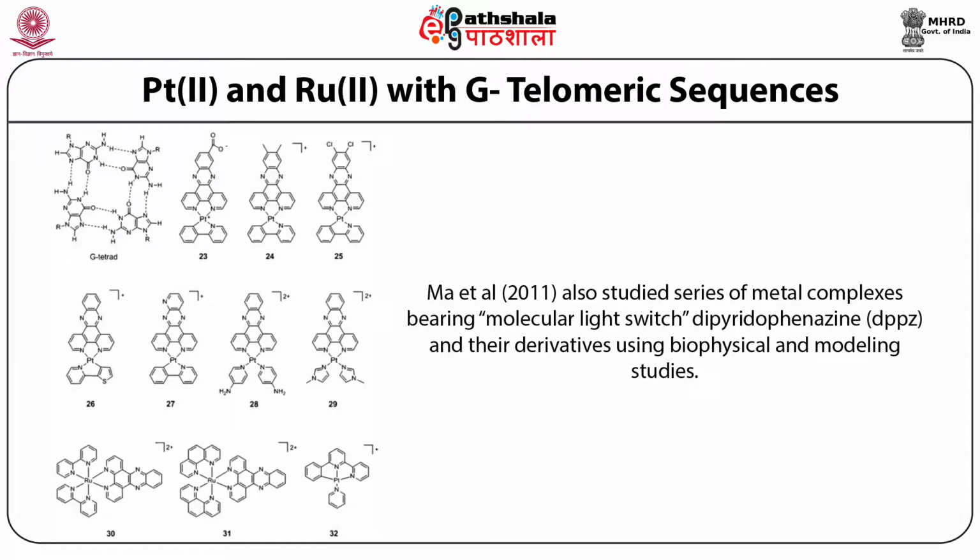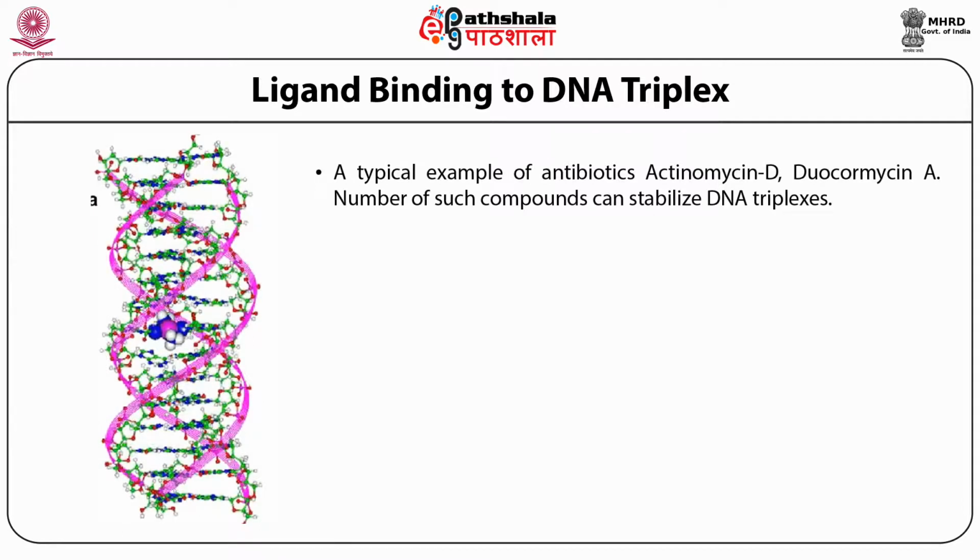Ma et al. also studied a series of metal complexes bearing the molecular light switch dipyridophenazine, DPPZ, and their derivatives using a number of biophysical and molecular studies, and some of them are shown in this picture. A typical example of how antibiotics like actinomycin D or distamycin A bind to DNA triplexes is shown in the picture. A number of such compounds can stabilize DNA triplexes.